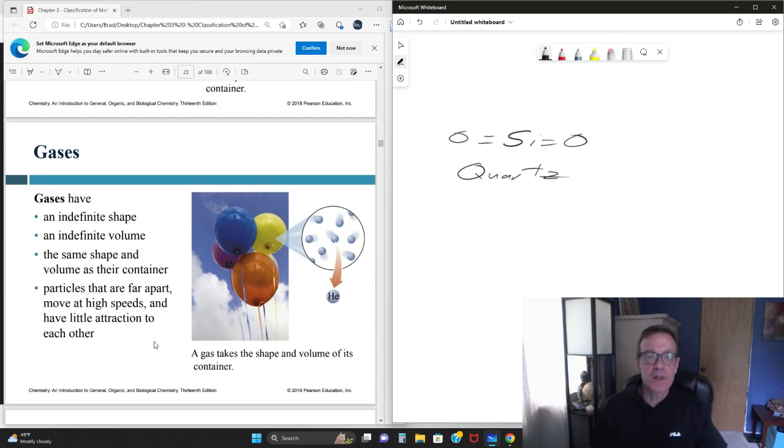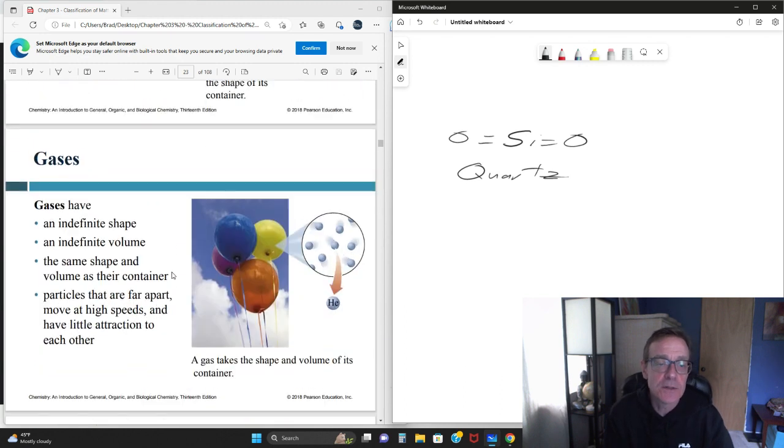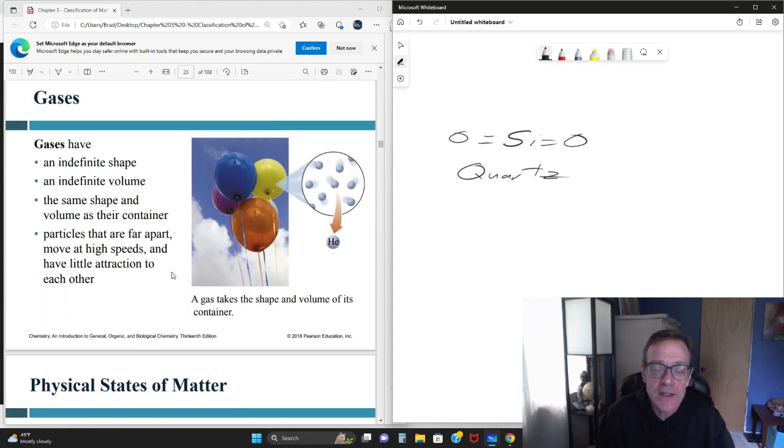And gases, which is where we will pick up after our test, have an indefinite shape and volume, and there are laws that account for the gaseous form of different molecules and elements. They assume the same shape and volume, importantly, as their container. They don't have the fixed volume like liquids do. And the molecules are really whizzing around quite rapidly. They're high-speed molecules in random directions.